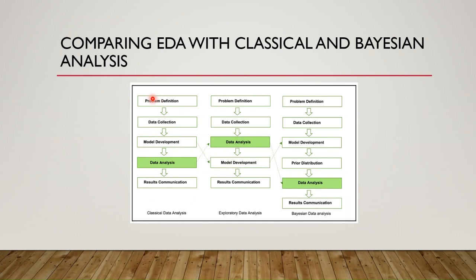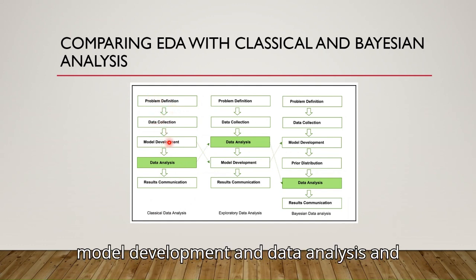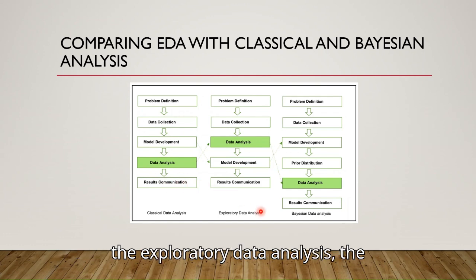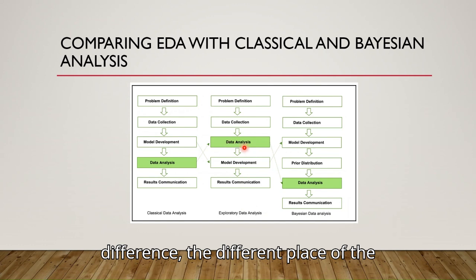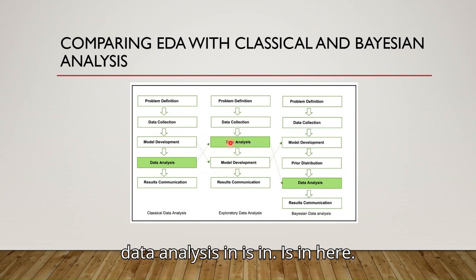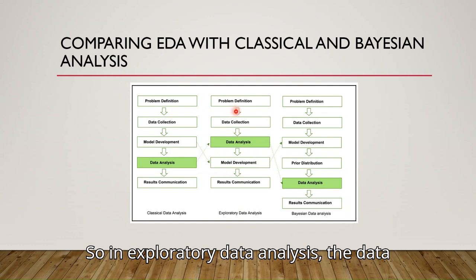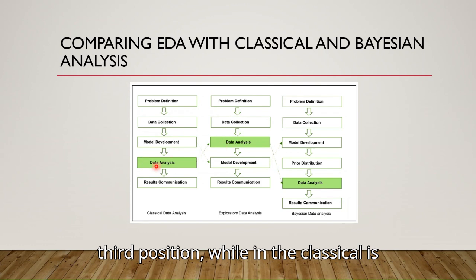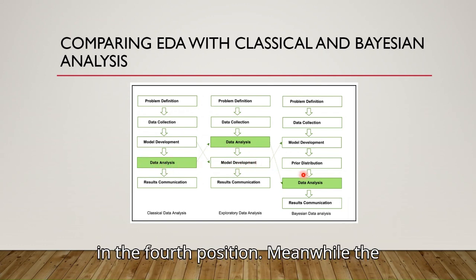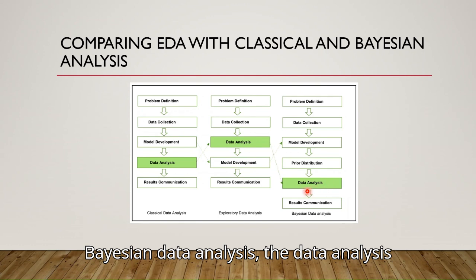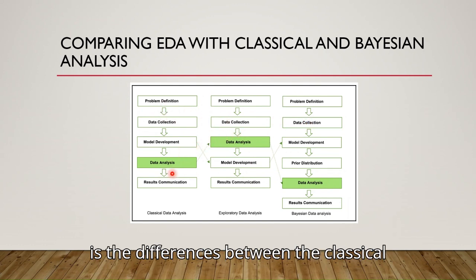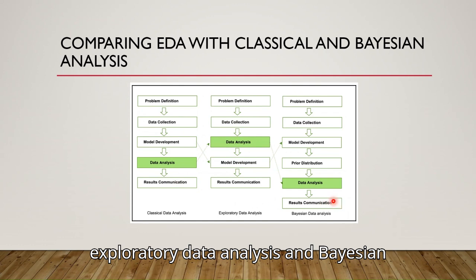In classical analysis we have problem definition, data collection, model development, data analysis, and then result communication. Meanwhile, in exploratory data analysis, the data analysis step is in the third position, while in classical it is in the fourth position. In Bayesian data analysis, the data analysis step is in the second to last position. I think these are the differences between classical, exploratory, and Bayesian data analysis.